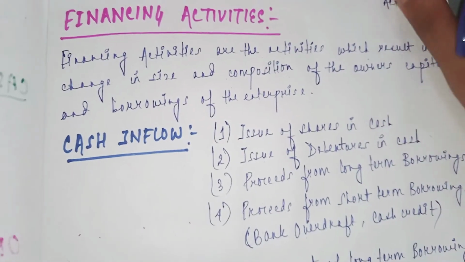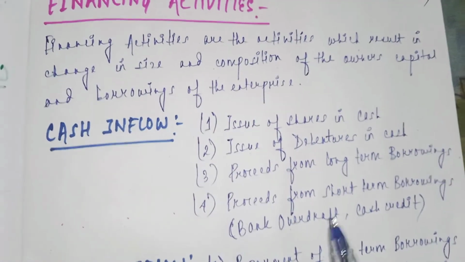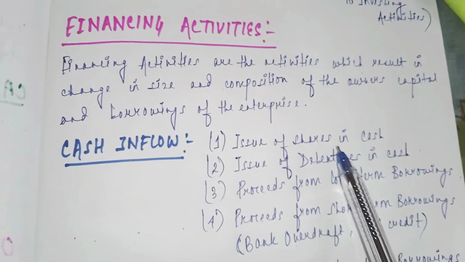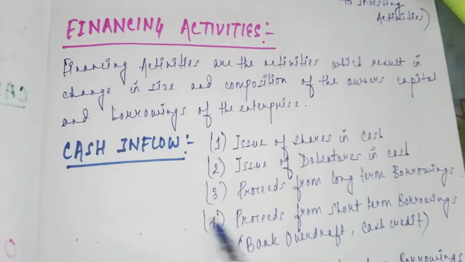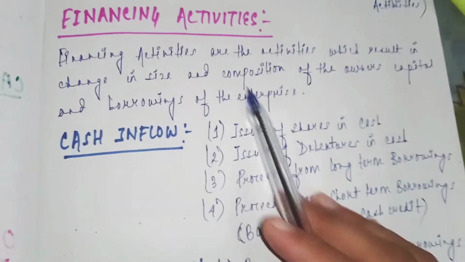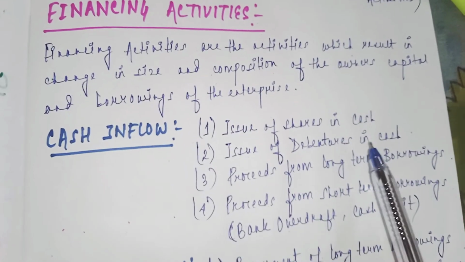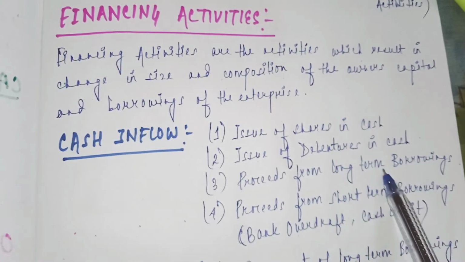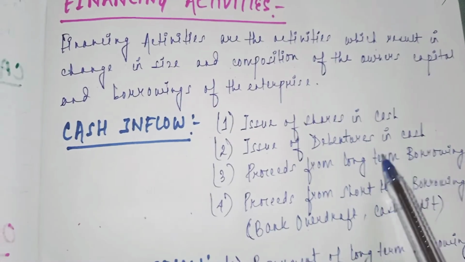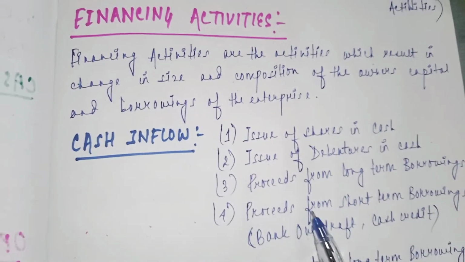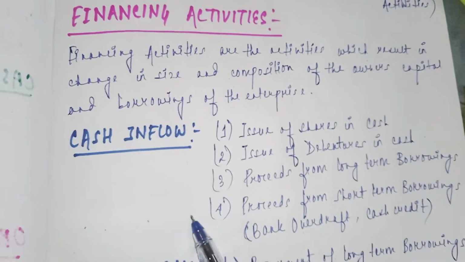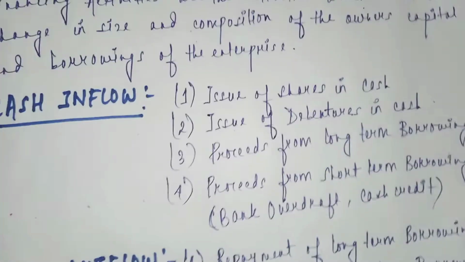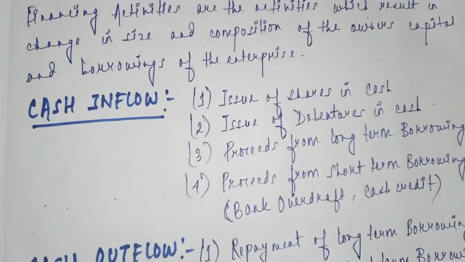Cash inflow, the first item is issue of shares, which means if the enterprise or a company has issued shares in the company, that means cash is coming in your enterprise, which is a financing activity. Any issue of debentures in cash, the cash is an inflow. And any proceeds from long-term borrowings, any borrowings which a company has made, the company has borrowed cash from an outside party, that is a cash inflow in a financing activity, whether the borrowing is a long-term borrowing or a short-term borrowing. The borrowing may be in the form of bank overdraft or a cash credit.